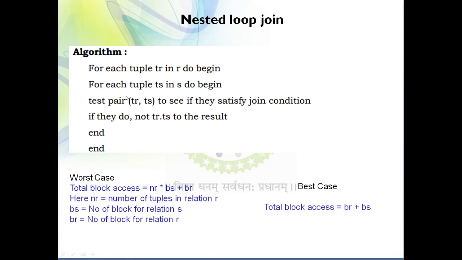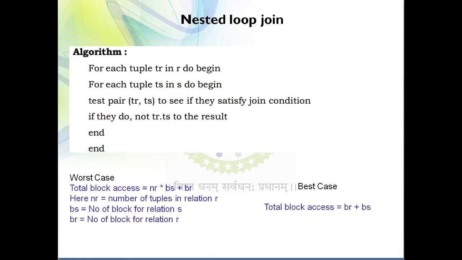So here you are going to test tr comma ts to see if they satisfy the join condition. If the first row of the first table is compared with the first row of the second table, and both rows have the common attribute, then we can add this row to our result.